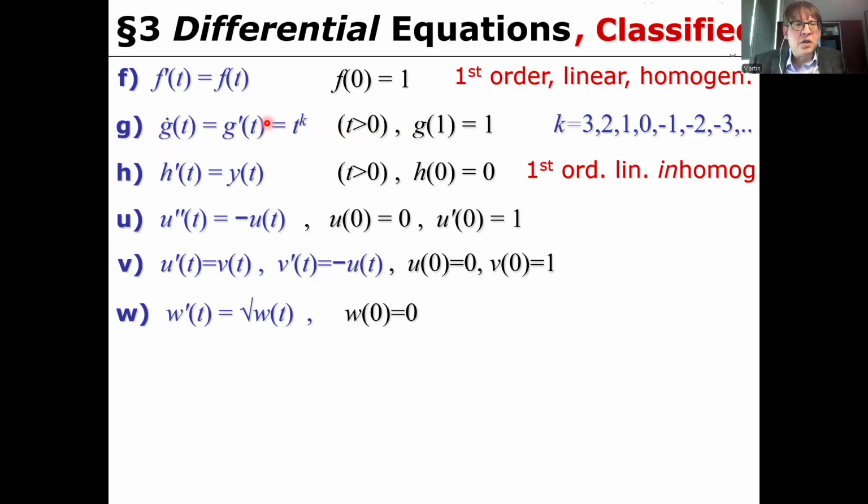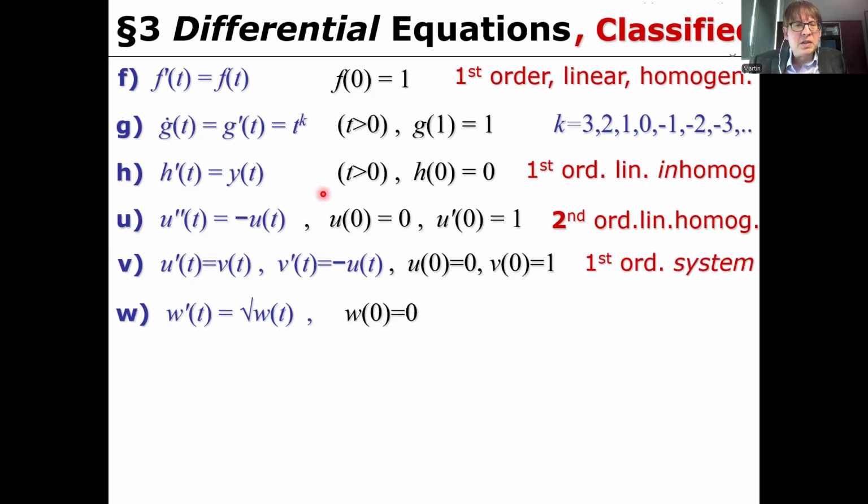First order, linear, inhomogeneous. Okay. Then the next equation, remember, involves a second order derivative. So this is a second order differential equation. It is still linear, and it's again homogeneous, nothing that depends only on t.